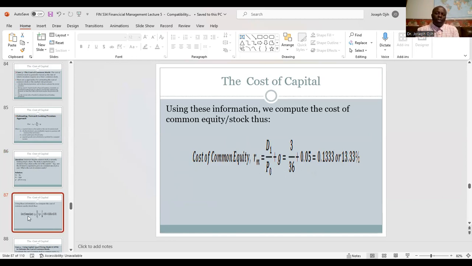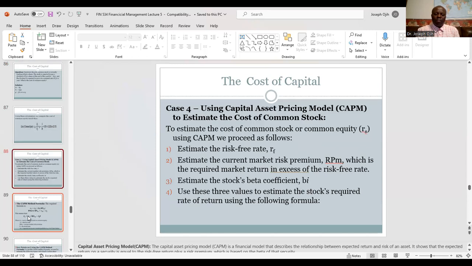We can also use a different method to calculate the cost of common equity. The method I'm referring to is the capital asset pricing model approach. Remember that the capital asset pricing model is a financial model that describes the relationship between the expected return and the risk of an asset. So we can use that approach to calculate the cost of common equity.